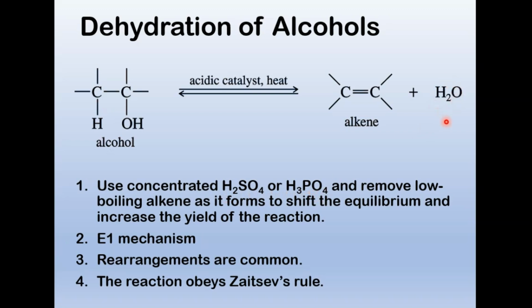They kind of tie up water. They really want water. So that's how we increase the yield of an alkene. And this is an E1 mechanism. Rearrangements can occur, and the reaction obeys Zaitsev's rule.